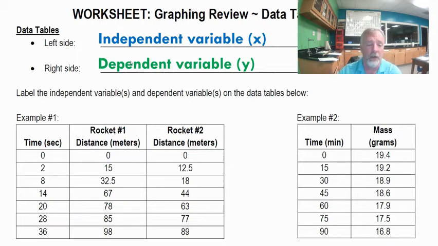So it says here on the data tables where we're going to label them. Right, I want you to label the dependent on the y, independent on the x. So we would label these, right? Our independent variable is our left column. Our dependent variables are all the others.